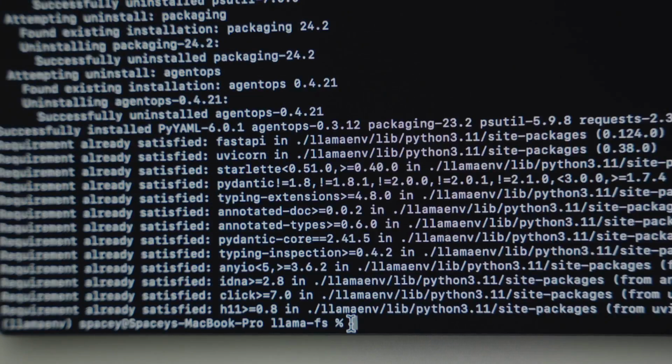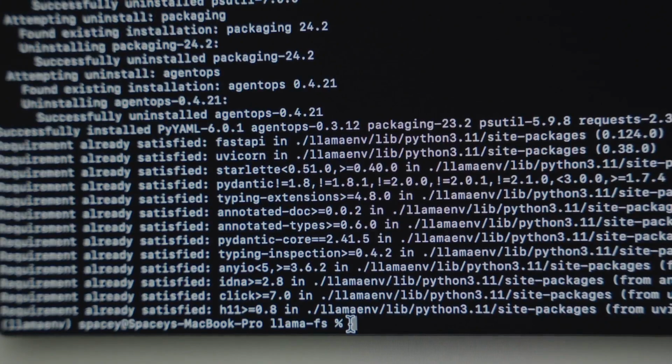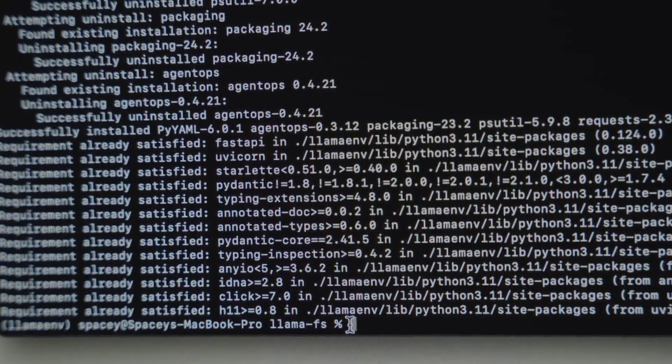Monitor for potential rate limiting as user adoption increases. Be aware of possible future monetization strategies that could affect usage.